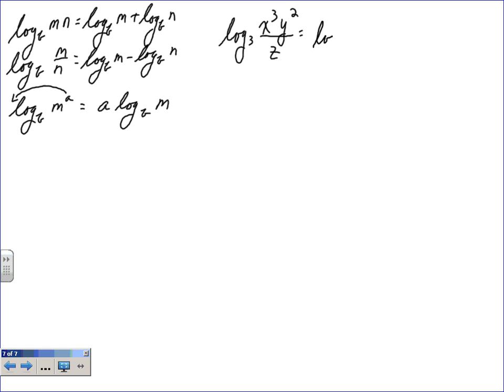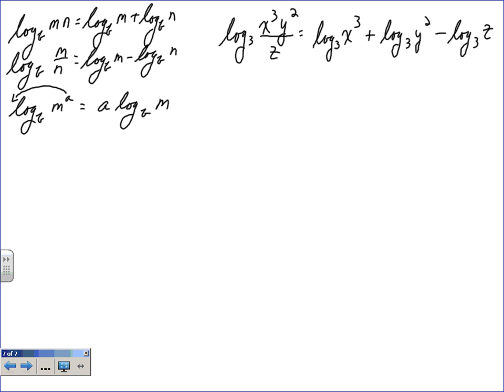So we have log base 3, and I'll do this in steps, x cubed plus log base 3 of y squared minus log base 3 of z. You understand where I'm getting the pluses and minuses from? Using your properties?